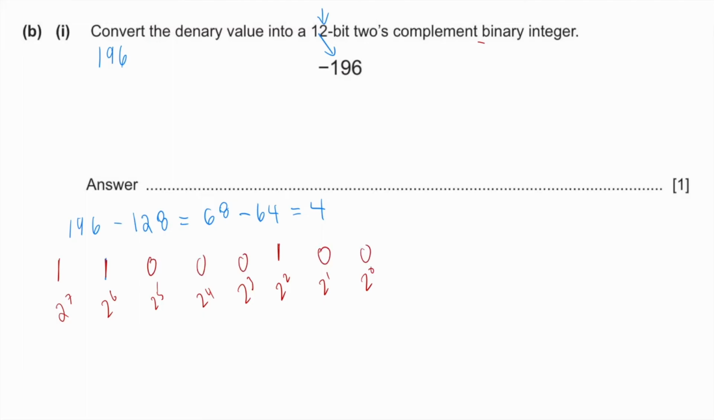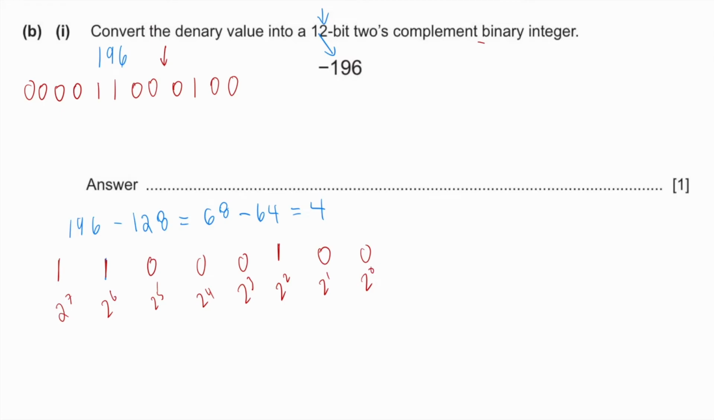So both the 2's complement form of 196 and the standard binary integer form of 196 end up being 1, 1, 0, 0, 0, 1, 0, 0. But remember, it said we want a 12-bit 2's complement binary integer. This is only 8 bits, so we need to add 4 more bits to give us 12 bits. So you have 0, 0, 0, 0.